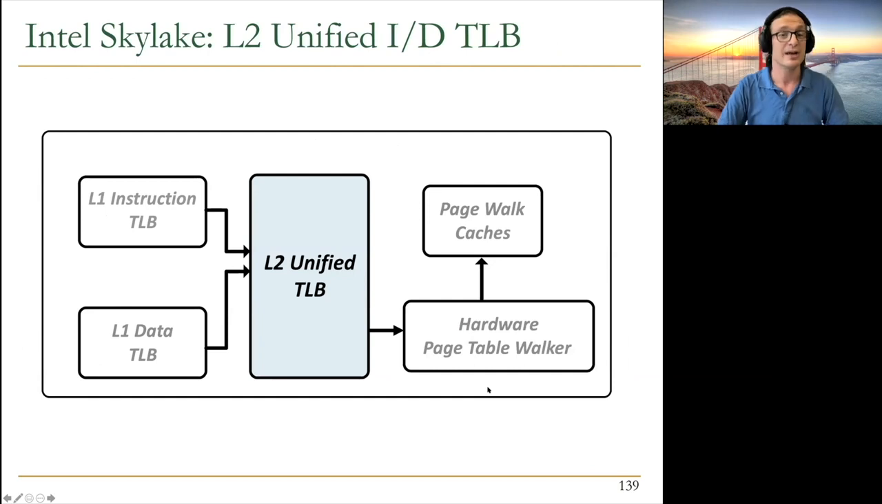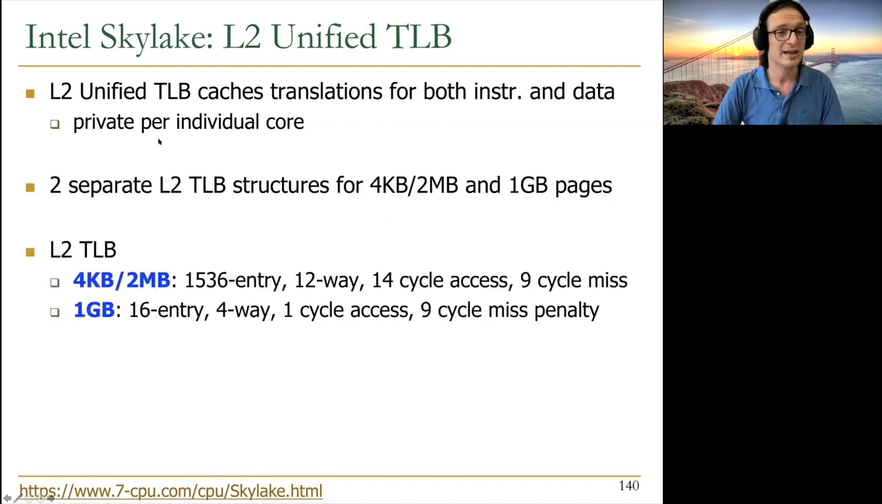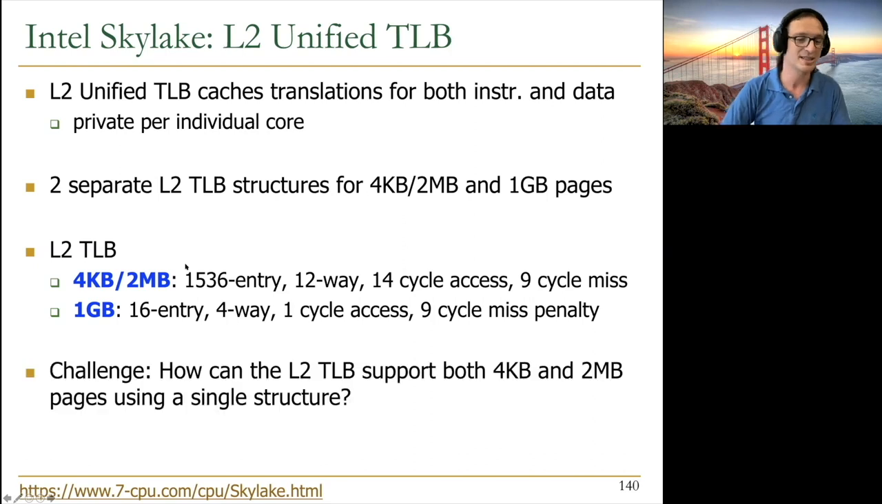Okay, so there's an L2 unified instruction and data TLB. Essentially, the L2 unified TLB caches translations for both instruction and data. It's still private per individual core. And there are 2 separate L2 TLB structures now: one for 4 kilobyte and 2 megabyte pages, and one for 1 gigabyte pages. And you can see that these are bigger. But again, they decided to consolidate 4 kilobyte and 2 megabyte together. So the design of the TLB is a little bit more complicated for this one. Okay, but these are bigger, as you can see, and you can see the penalties.